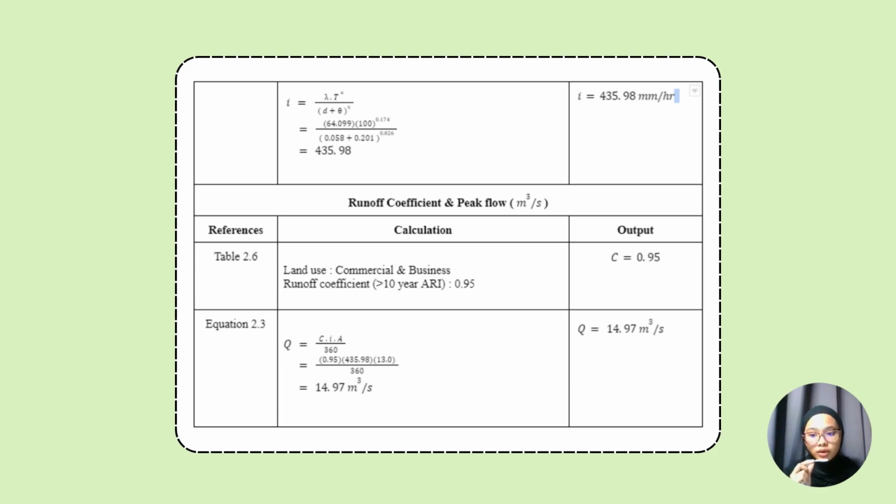Next, we can calculate the runoff coefficient and peak flow. Our runoff coefficient C is 0.95 based on commercial and business. The last step is to find the peak flow. Our Q is 14.97 cubic meters per second.